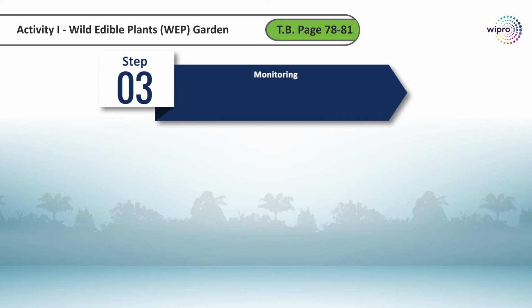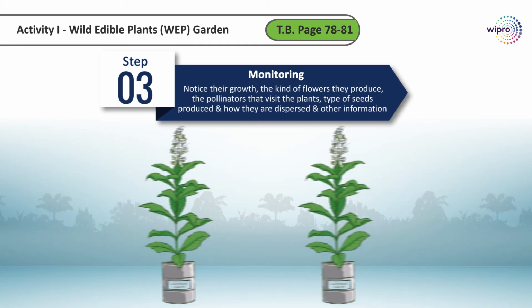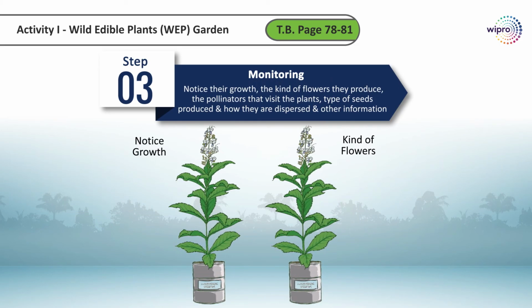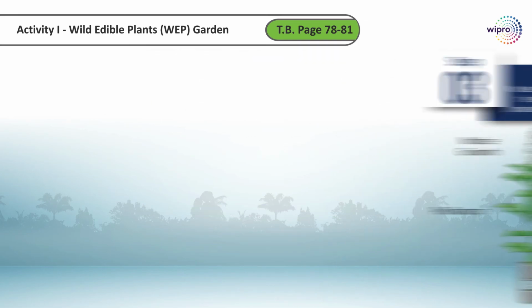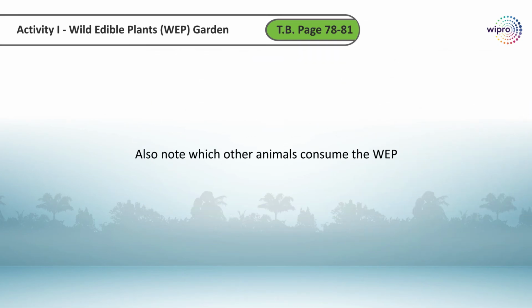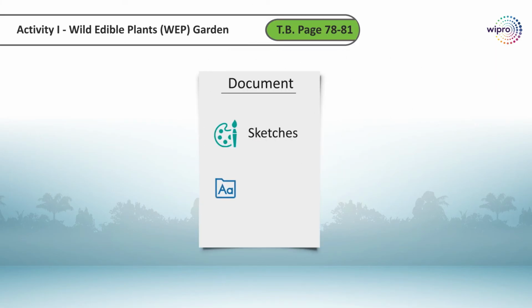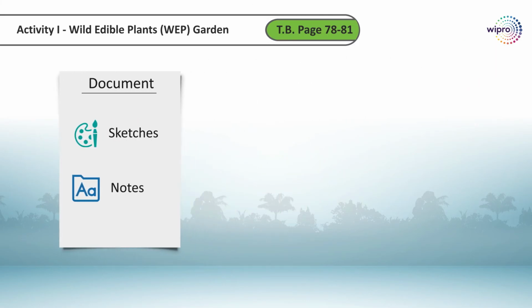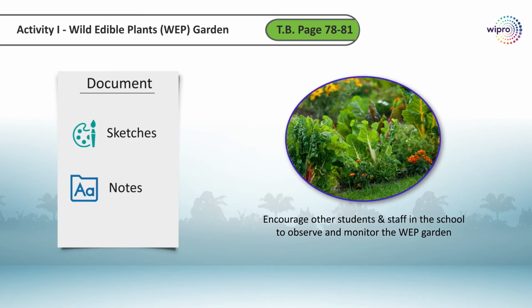The third and last step is monitoring. Notice their growth, the kind of flowers they produce, the pollinators that visit the plants, type of seeds produced, and how they are dispersed and other information. Also note which other animals consume the WEP. Document your observations through sketches and notes. Encourage other students and staff in the school to observe and monitor the WEP garden.